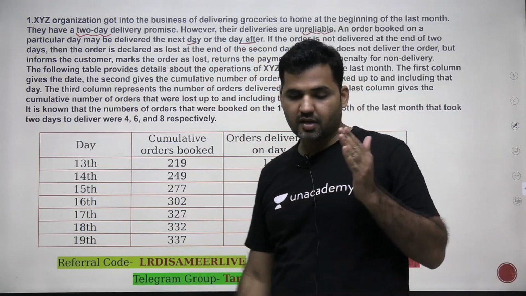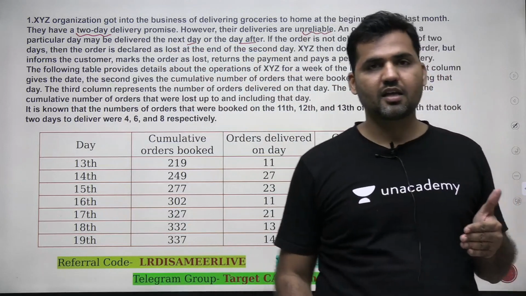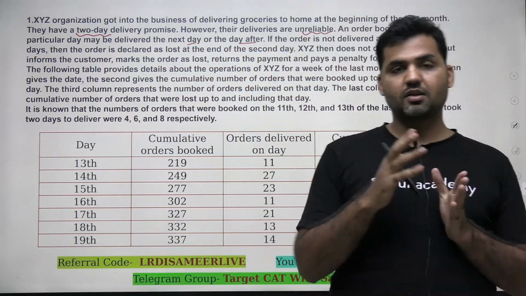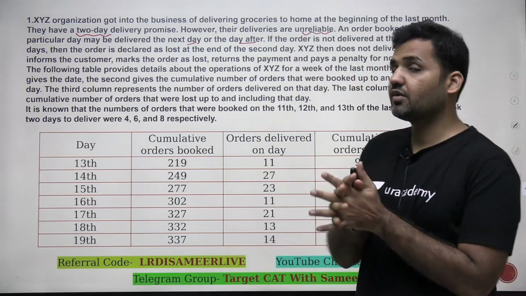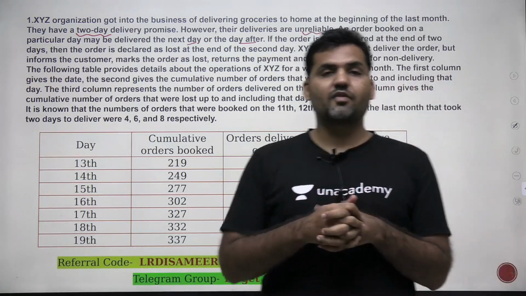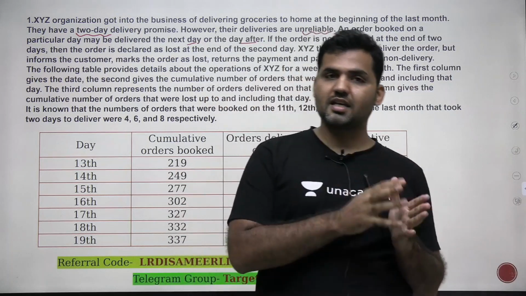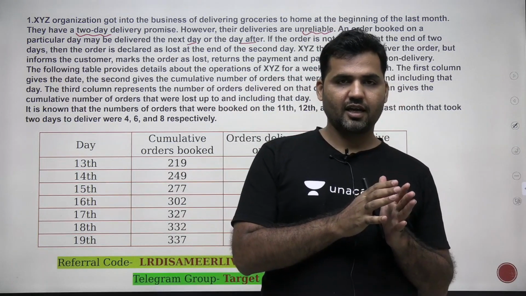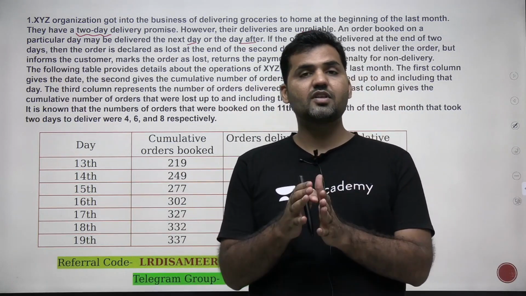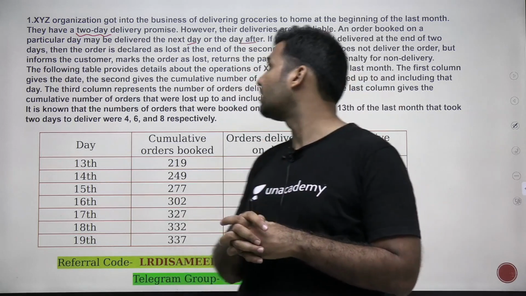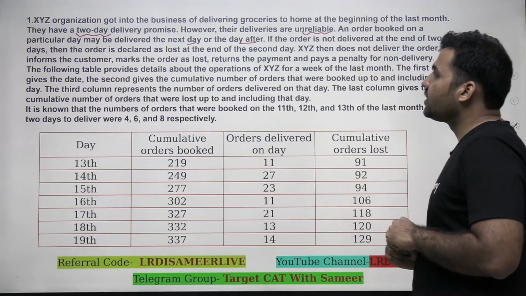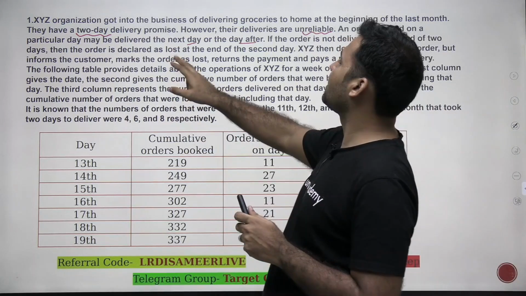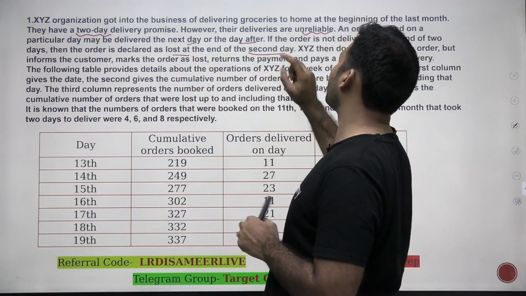For example, if I'm placing an order on Monday, I'll be getting that order either on Tuesday or on Wednesday, right? So there's a 2-day delivery process. So for example, if I'm placing an order on 10th of any month, I will be getting that order on 11th of that month or 12th of that month. If the order is not delivered at the end of the 2 days, then the order is declared as lost at the end of the second day.